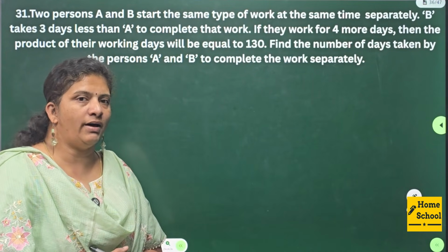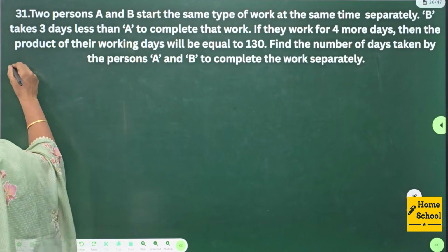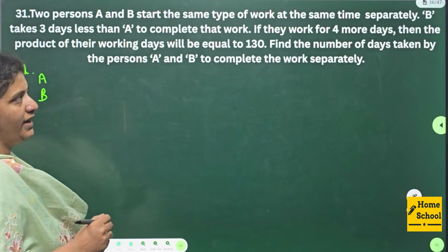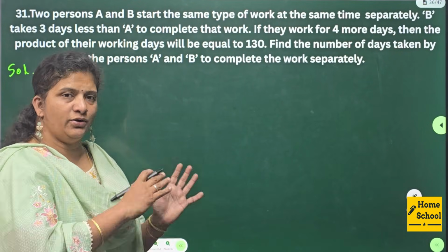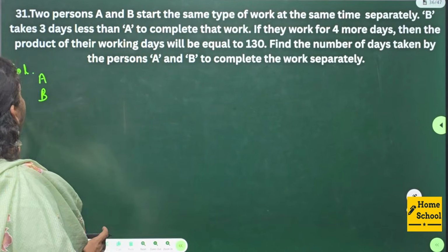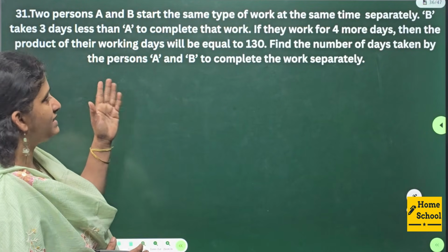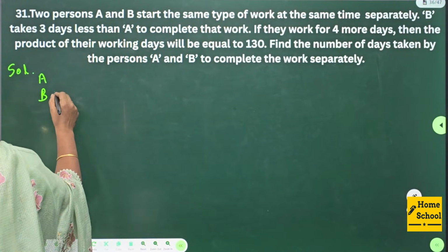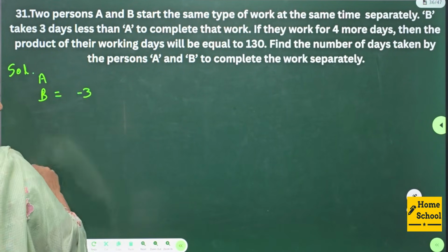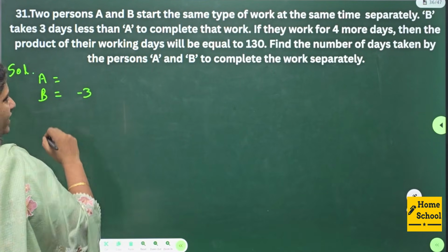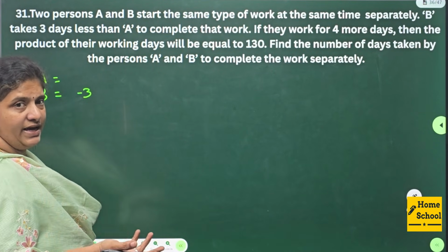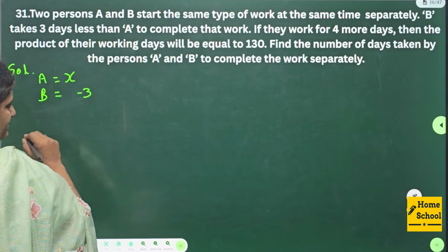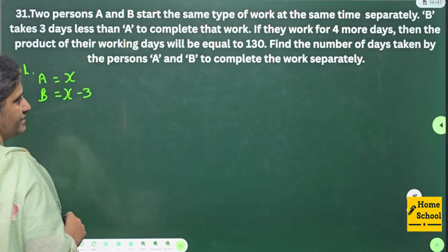Here we are talking about two persons, A and B. What are they doing? They are doing some work, separately. Right? B takes 3 days less than A to complete that work. Who is that person? B takes 3 days less than A. How many days does A take to complete the work? We don't know. So let us assume A takes X days. Then B takes X minus 3 days.